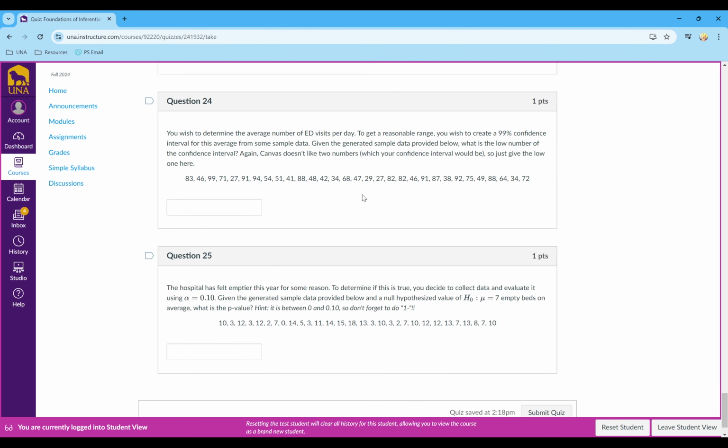All right, so we wish to determine ED visits, a reasonable range, by creating a 99% confidence interval. Given the sample data below, what's the low number of this confidence interval? Again, Canvas doesn't like new numbers, so give the low one here. Okay, well, I'll do this.